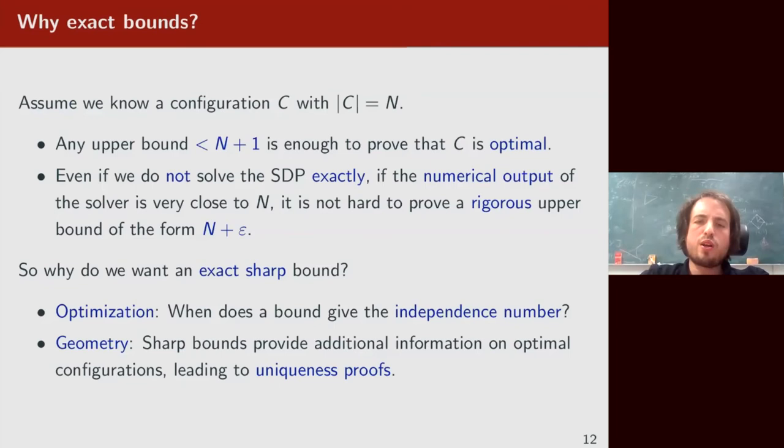For instance, for spherical codes, if you find a function that will give you the exact upper bound you wanted, then this function will tell you what are the possible inner products between the points in an optimal configuration. And that's very important, because usually when you have this, in some cases this is already enough to prove that the configuration has to be the one you expect, and you cannot do anything else. So if you have an exact bound, this gives you some information about the geometry of the configuration, and by understanding this geometry, you can prove that the configurations are unique.